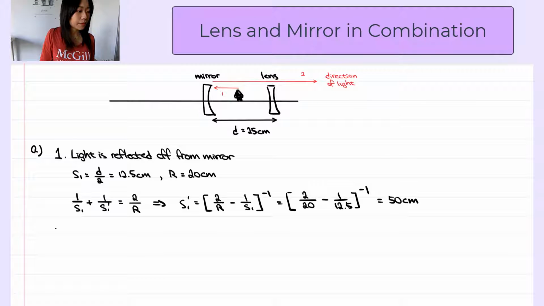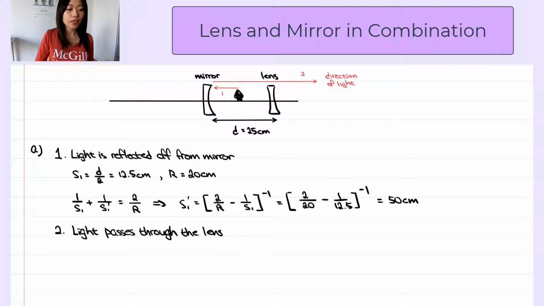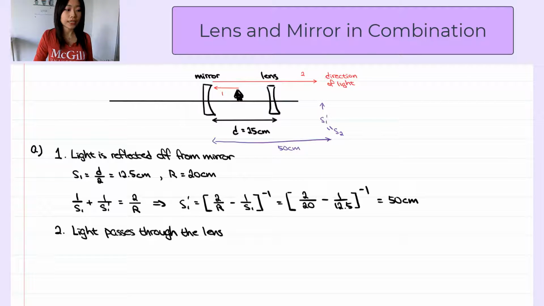Now let's look at the second step. Second step is when the reflected light from the mirror passes through the lens. From the first step, S1 prime is positive, which means the image will be on the same side as the outgoing light, and it will be 50 centimeters away from the mirror. So S1 prime will be around here. This distance is 50 centimeters. And we are going to treat the image formed from the first step as the object for the second step. So this is the S2, object distance for the second step.